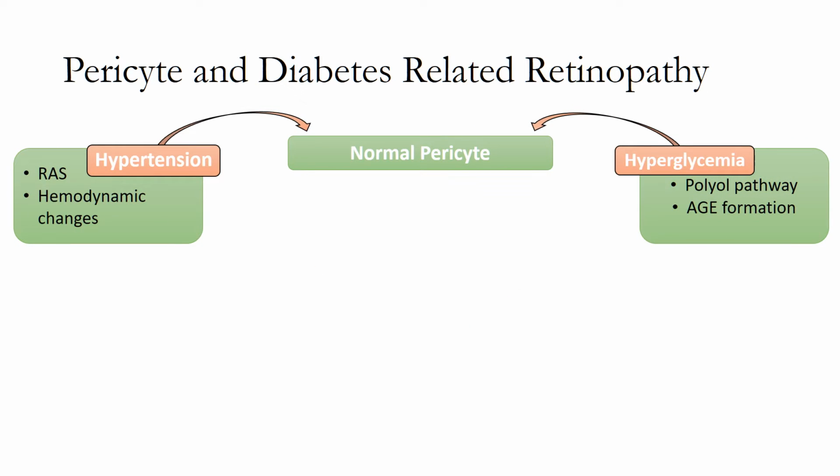This slide shows how hyperglycemia and hypertension negatively influence the function of the pericyte. Hypertension causes pericyte damage by activating the renin-angiotensin-aldosterone system, along with other hemodynamic changes that cause pressure imbalances. Hyperglycemia produces advanced glycation end products and causes osmotic damage via the polyol pathway.